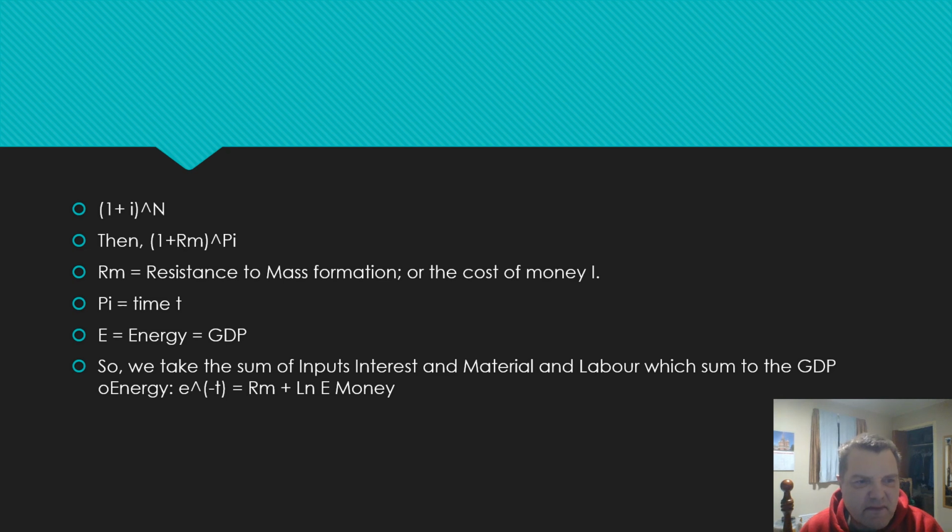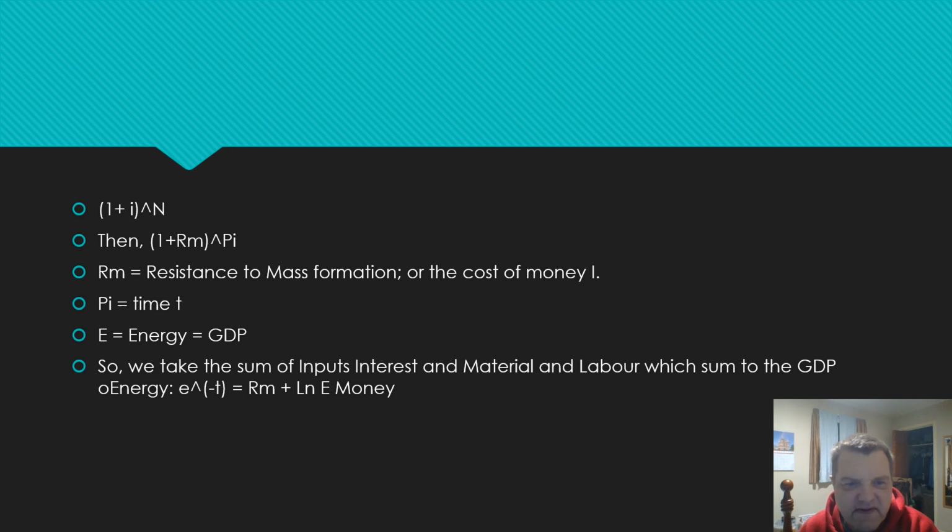So we have the interest formula, 1 plus i, where i is the interest rate, to the power n, where n is the number of periods. And then 1 plus the resistance to mass formation to the power pi, which we'll see in the following graph. Next slide. Rm is resistance to mass formation, or the cost of money, I, capital I. Pi is equal to the time, and E is equal to the energy, which is equal to the gross domestic product.